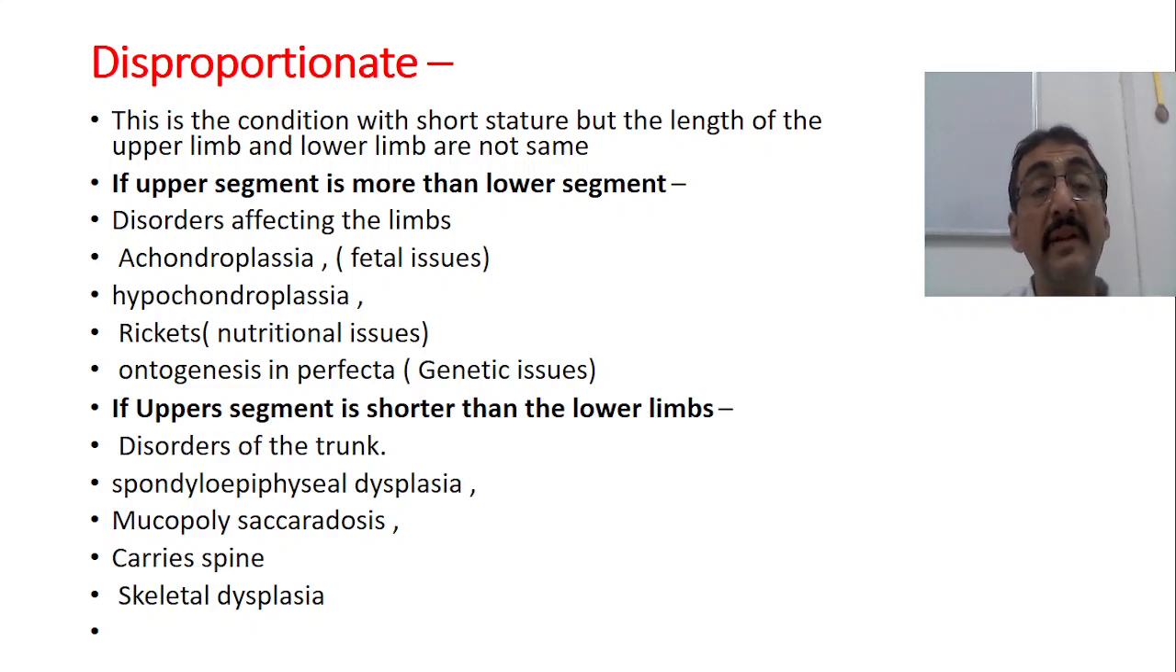If the upper segment is shorter and the lower segment is comparatively longer, then usually this is because of a disorder of the trunk portion, vertebra, और वहाँ पे problem हुआ, इसलिए upper segment का height नहीं बढ़ा. Disorders of the trunk, then dysplasias, the different types of dysplasia. Very important is mucopolysaccharidosis. Also kyphosis of the spine, tuberculosis of the spine, और वहाँ पे fracture हो गया उसके बाद. Then skeletal dysplasias.